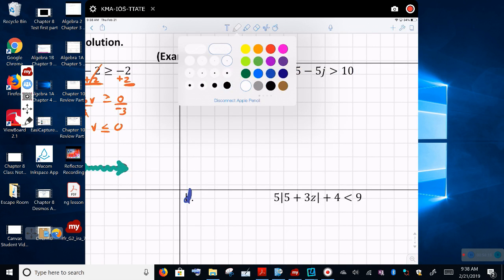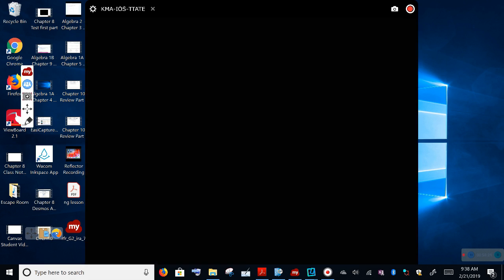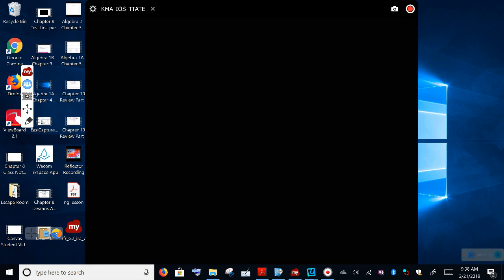Same rules apply. So first thing, I would want to subtract the 5. Now, if it was only the one side, only the 15, I would subtract the 5 from there. But there's 3 sides, so I'm going to subtract it from all 3. Okay. So 15 minus 5 is 10, greater than or equal to -5j, which is greater than 5. Alright, so what do you guys think we would do next?